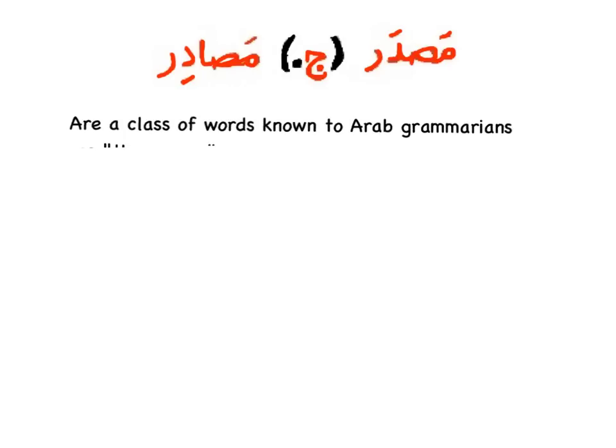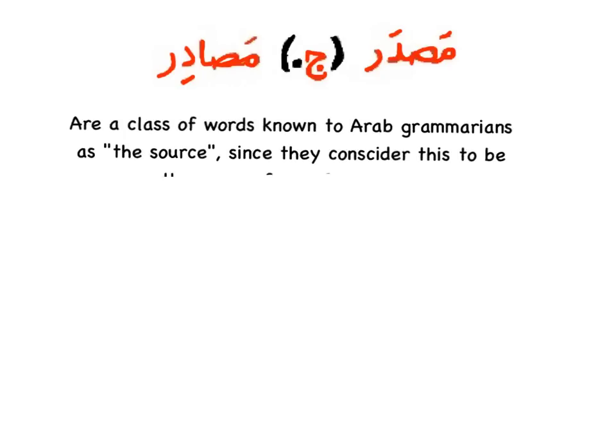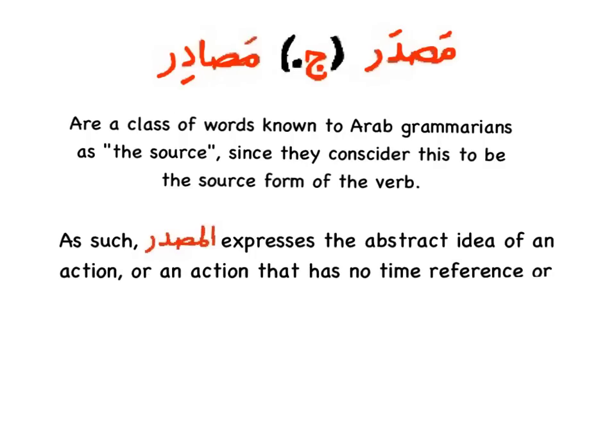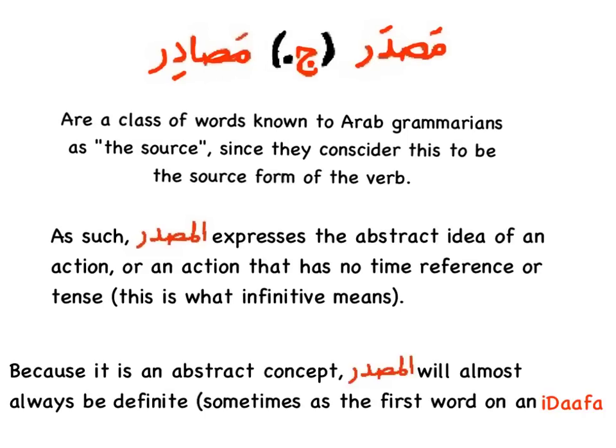Masdars are a class of words known to Arabic grammarians as the source, since they consider this to be the source form of the verb. Makes sense? As such, al-masdar expresses the abstract idea of an action, or an action that has no time reference or tense. This is what infinitive would mean. Because it's an abstract concept, al-masdar will almost always be definite, sometimes as the first word of an idafa.